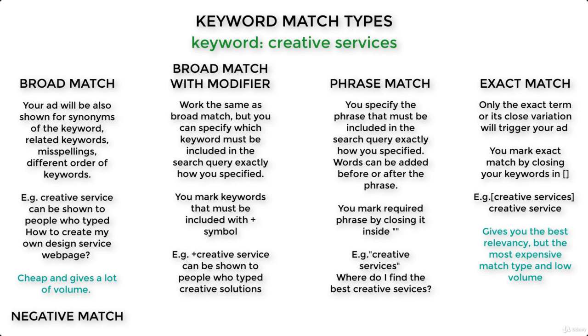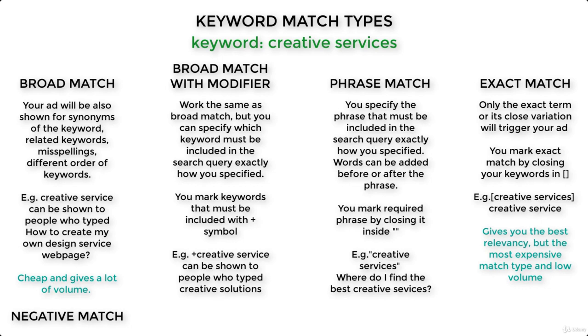Exact match gives you the most control over which query triggers your ads to be shown. Only the exact term or its close variations will trigger your ad. No words before or after. No related keywords. You mark the exact match by enclosing your keywords in brackets. For example, if we would use [creative services] in brackets, your ad may be shown to people who typed creative services or creative service in the search bar. This match type has the best relevancy. You display your ad exactly or almost exactly when you want, but at the same time, it is the most expensive match type, and it often gives you a very low volume of ads you can show to people, as there are not enough searches with these exact keywords as you want.